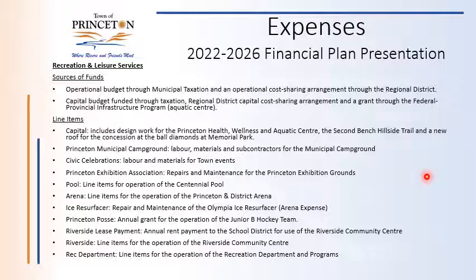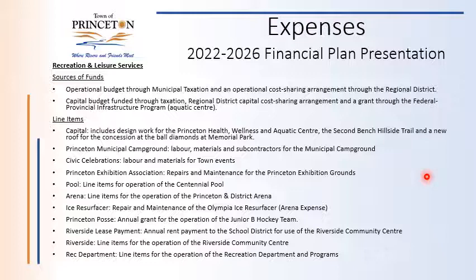So line items. So our capital items, this is obviously last year's, but the Second Bench Hillside Trail, roof for the concession at Memorial Park, the arena roof would be covered under capital items as we reviewed in Schedule C. Our line items cover the municipal campground, civic celebrations, includes a stipend for the PXA for repairs and maintenance. It covers recreation programs through the Parks and Recreation Department.